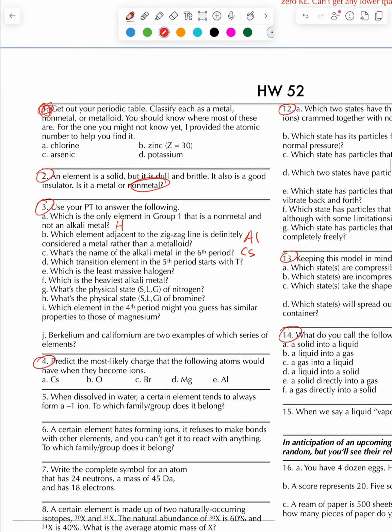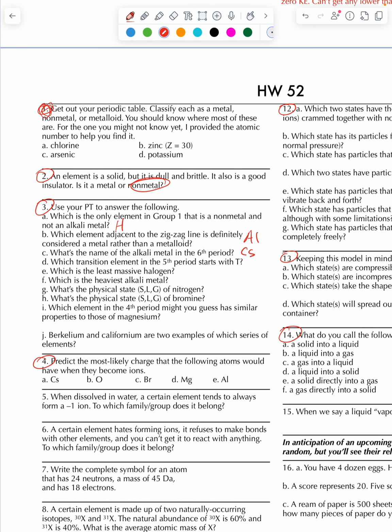Which is the least massive halogen? Halogen, you know what column that is, group 17. Just look for the one at the top, that's fluorine. What is the heaviest alkali metal? That's just going to be the bottom one in the first column. What's the physical state? Well, based on my key on that, you'd look for whether it's a solid or, what else did I do? I think I did italics for liquids, and I think an asterisk for gases, but I'm not going to ask that.